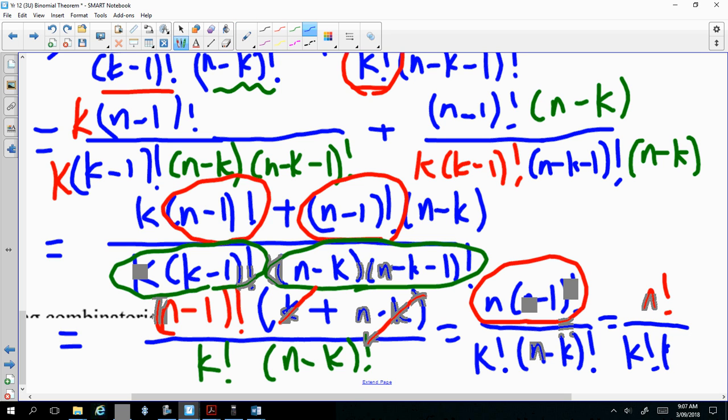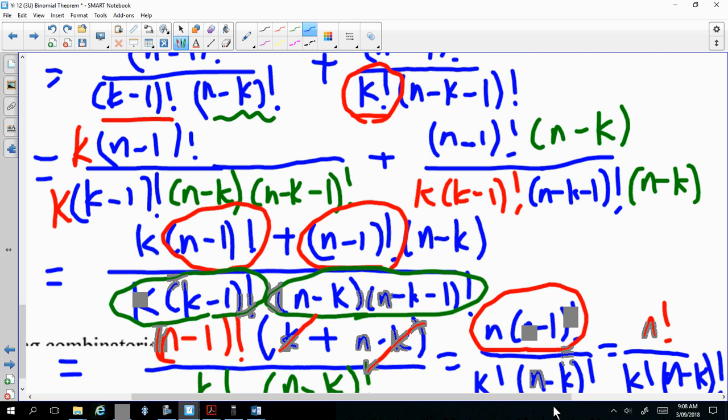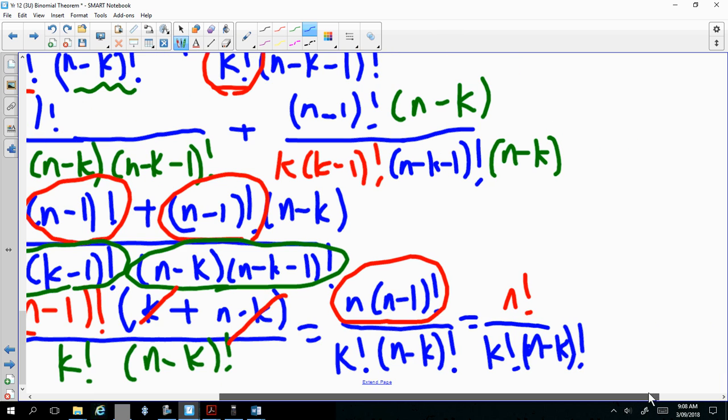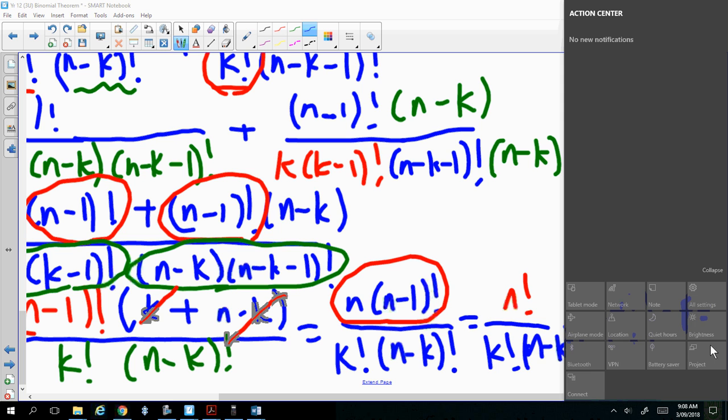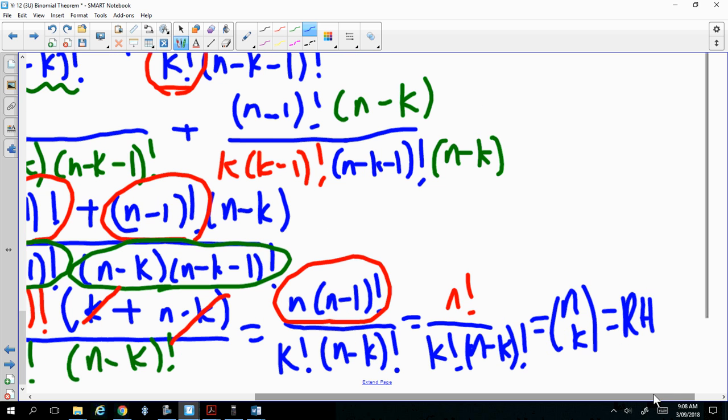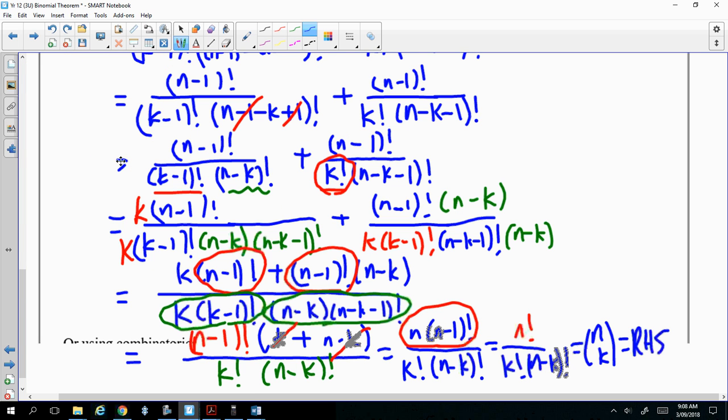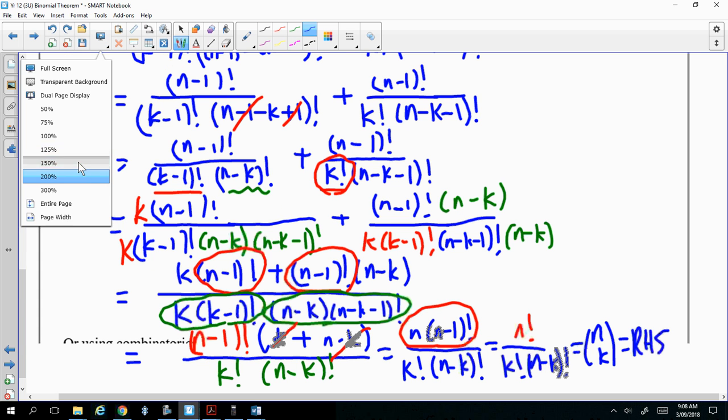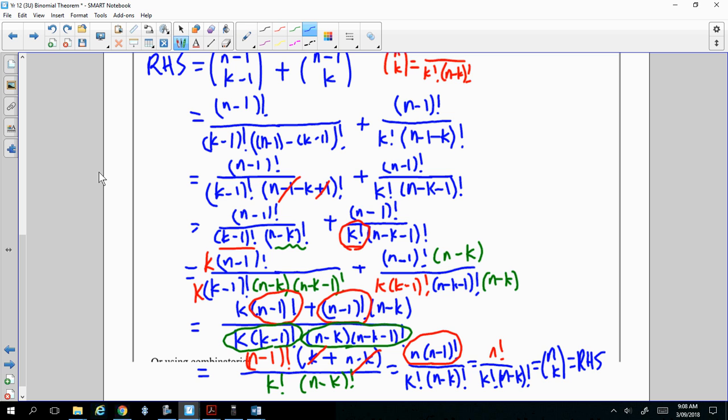Okay, and now I'm going to write equal to nCk right hand side. Okay, let me enlarge this so you can copy it down. Right, that's the whole page. Okay, have a look. And then we'll move on to some other proof.